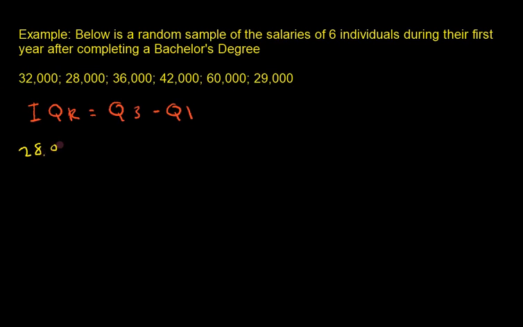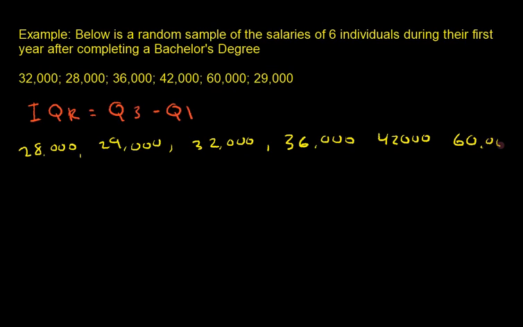So 28,000, 29,000, 32,000, 36,000, 42,000, and 60,000. Okay, make sure I have all the data points. This is 1, 2, 3, 4, 5, 6. All right, so this is 6 individuals. So yeah, I got them all. All right, so that's the sorted data.